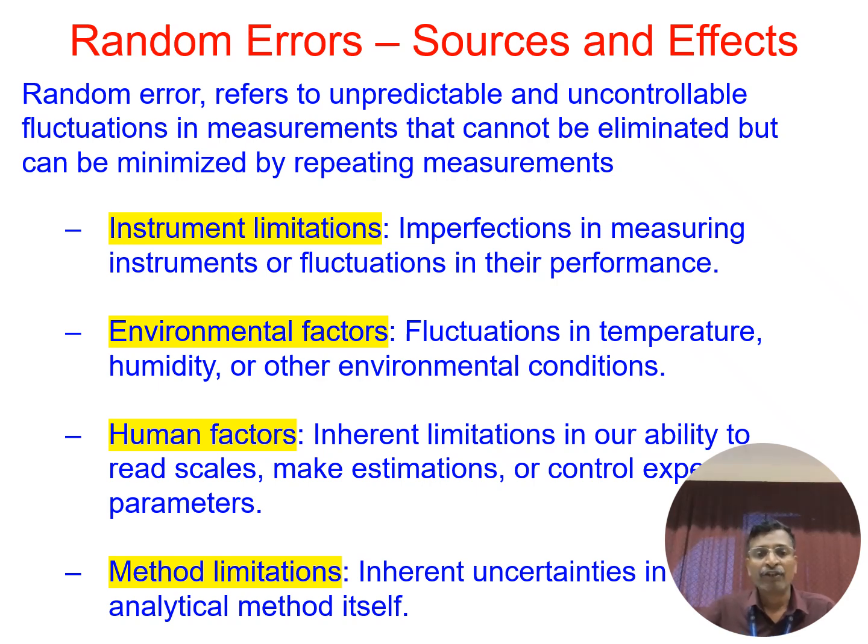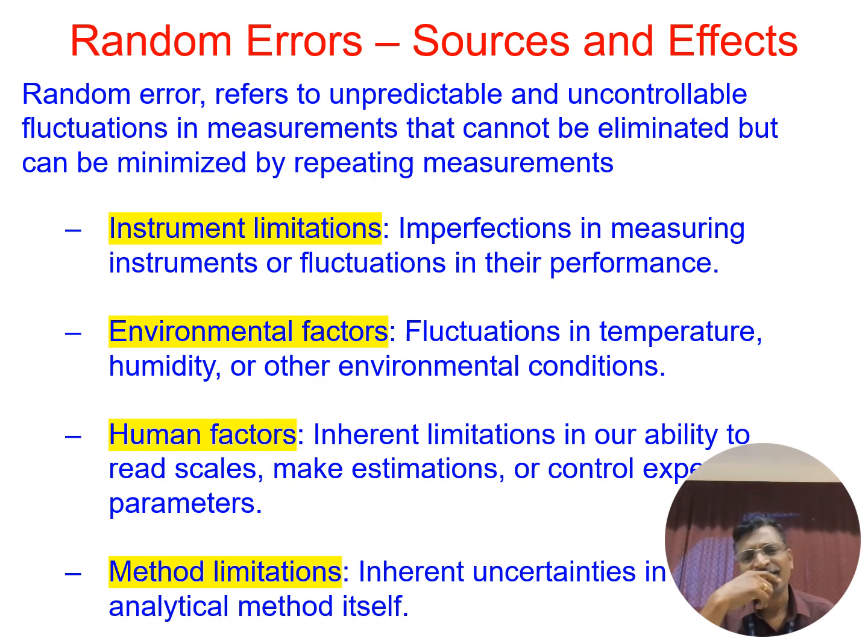Okay, then human factor. Inherent limitations in our ability to read the scale most of the time. For the measurement, mostly for the colored solution and the colorless solution, we have to follow the meniscus to measure the reading for the volumetric analysis. For volumetric analysis, colored solution, we have to follow the upper meniscus. Colorless solution, we have to follow the lower meniscus. So these are the things we should be very careful about when noting down the readings.